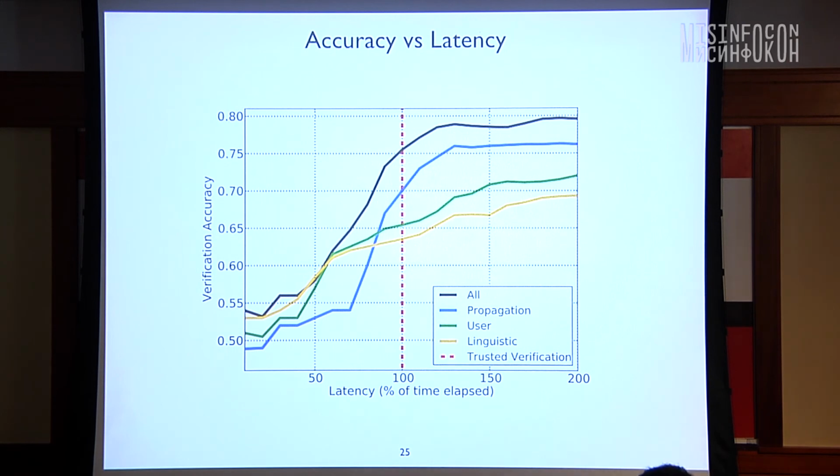What I did here, I think you should just pay attention to the black line, which is the overall performance of my system. And this is a very simple graph. It shows the accuracy of my system on the y-axis and the latency on the x-axis. So at x equals 0, this is with all the rumors being superimposed on top of each other. You can think of rumors starting at x equals 0, and at x equals 100, that's when the rumors were verified by a trusted source.